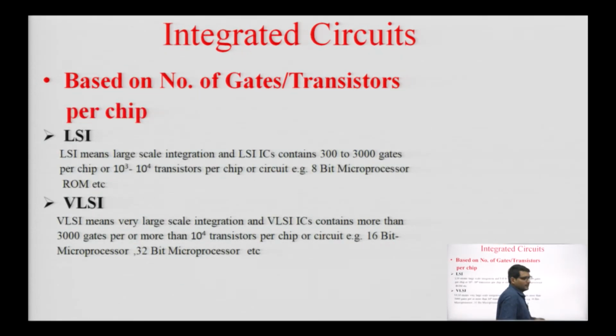Now, next one is LSI. LSI means large scale integration, and LSI ICs contain 300 to 3000 gates per chip, or in terms of transistors we can say 1000 to 10,000 transistors per chip. Okay. Now, an example of LSI is the 8 bit microprocessor, that is the 8085.